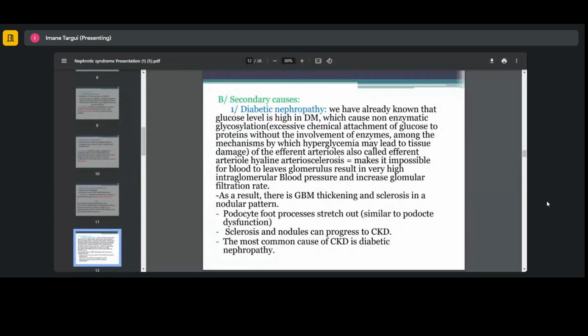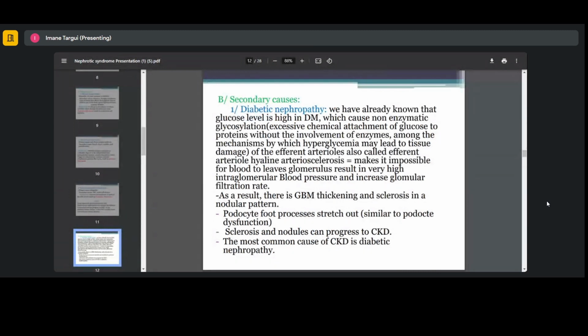B, we have secondary causes. We have two types. We have diabetic nephropathy. We have already known that the glucose level is high in diabetes mellitus, which causes non-enzymatic glucosylation, which is excessive chemical attachment of glucose to proteins without the involvement of enzymes.